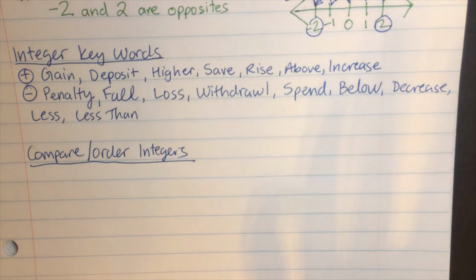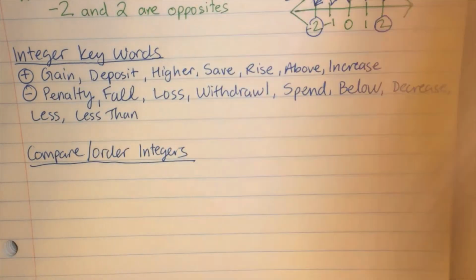Losing $20 is worse. So I'd rather lose $3. You can think about it in your head: I want to lose $3 rather than losing $20. So that's why negative 3 is greater. That's what you want to make sure you understand.